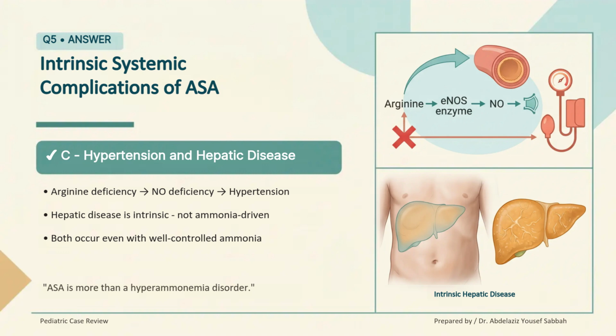Hepatic disease, including hepatomegaly and fibrosis, is an intrinsic feature of the condition and is not driven by ammonia levels. This is why both hypertension and liver involvement can appear even in a patient whose ammonia has been consistently well controlled. Recognizing these complications means broad monitoring of blood pressure and liver function is essential in every patient.